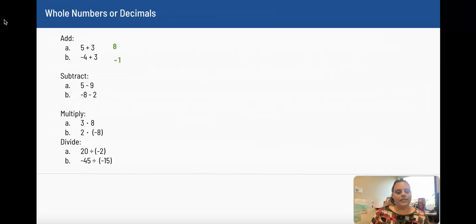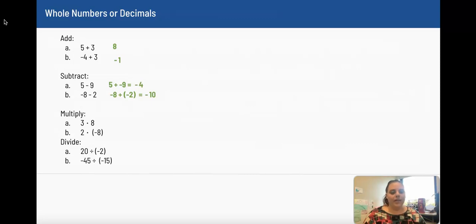When we subtract, we're going to take 5 minus 9 and change it to 5 plus negative 9. We're adding numbers with opposite signs, so the difference between 5 and 9 is 4, and 9 being the larger number with a negative, we have to have a negative on our answer. Negative 8 minus 2 changes to negative 8 plus negative 2. Now it's an addition problem with the same sign. So we're going to add the number portion. 8 plus 2 is 10, and they're both negative, so our answer is negative.